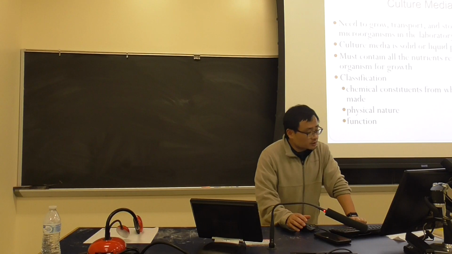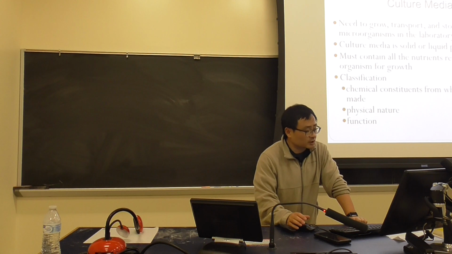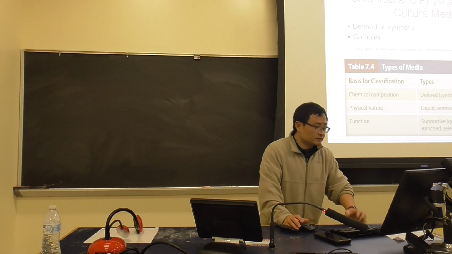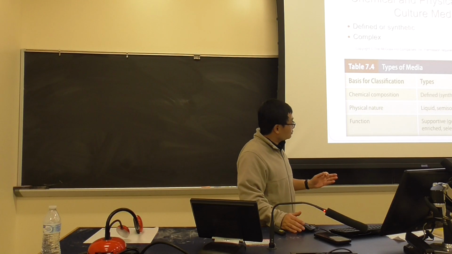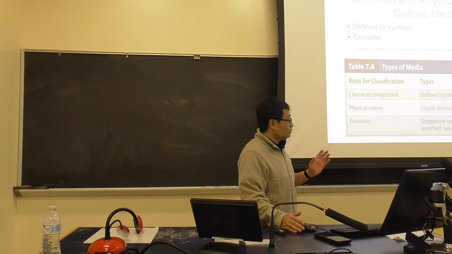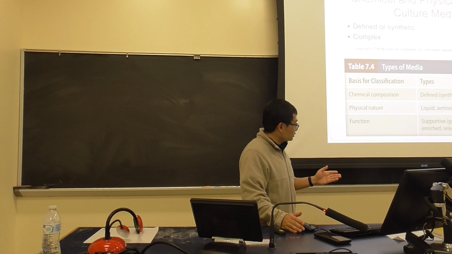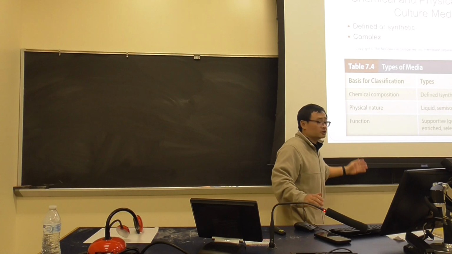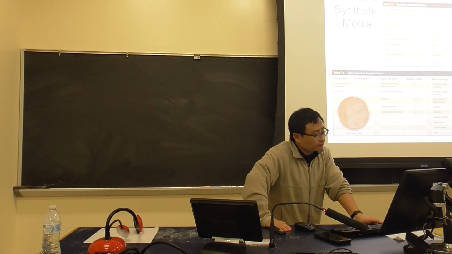Under the culture media, they could be classified by chemical constituents, physical nature, and function. So this is a very good slide for the review. Based on the chemical composition, we have a defined media, which we will call a synthetic media, and complex media. For the physical nature, we have liquid, semi-solid, and solid. Support media, enrichment media, selective media, and differential media, we call based on the function. And this gives you some examples, and I have a question for you.